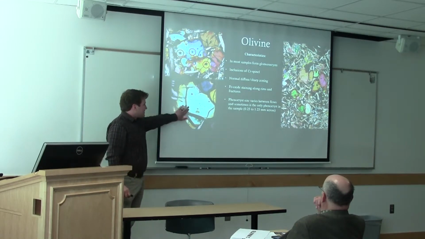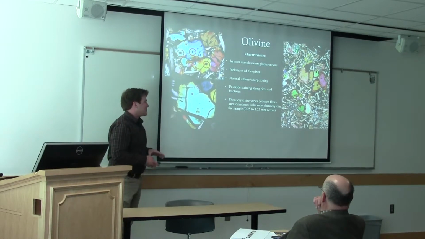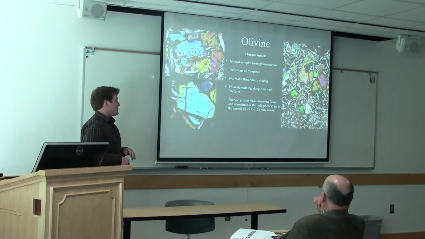But these ones are usually what would show up as phenocryst. The plagioclase isn't always there, but the olivine is always there. And they're usually a lot smaller than the plagioclase phenocryst.